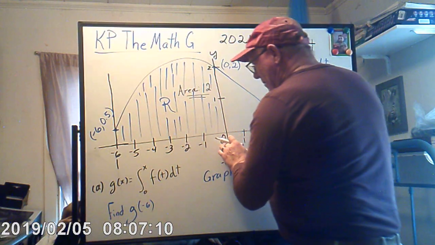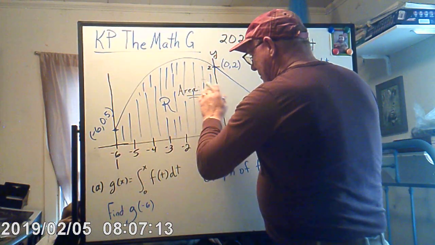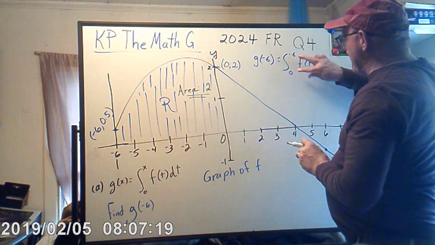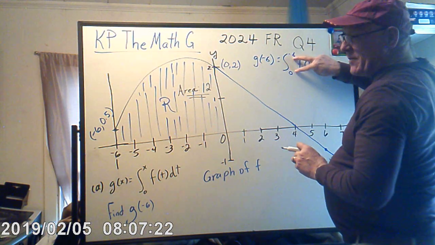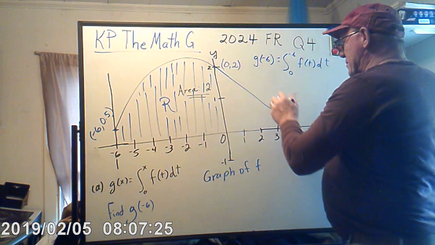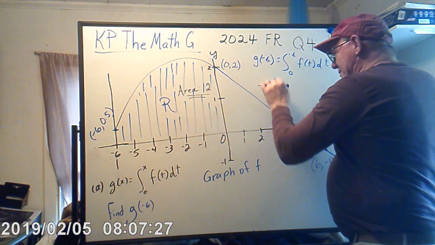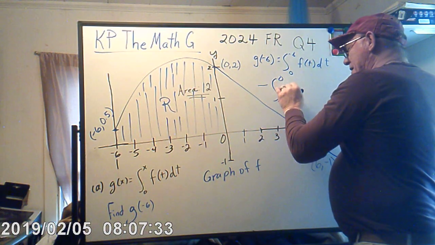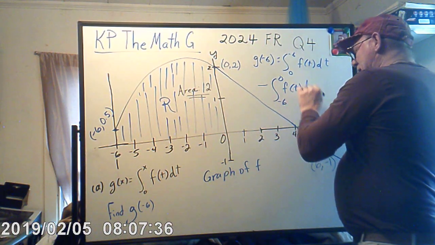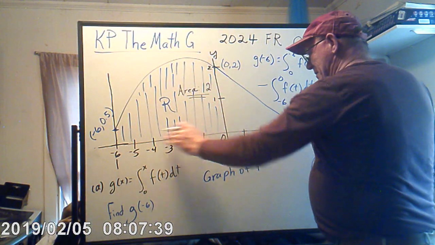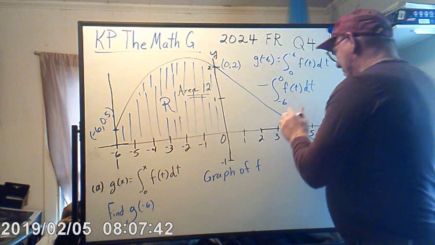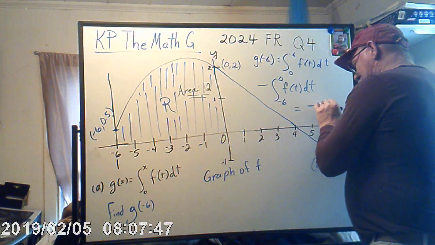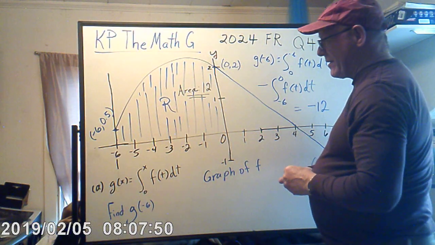Now, we go backwards from 0 to -6. This area is positive 12. The numbers on this integral are not in order, so they need to be reversed. Remember, there is a rule that we do the negative, and then flip-flop, putting -6 here and 0 here. Now we know that the area from -6 to 0 is 12, so it equals negative 12. That's all you do to that. There's nothing more that you need to do.